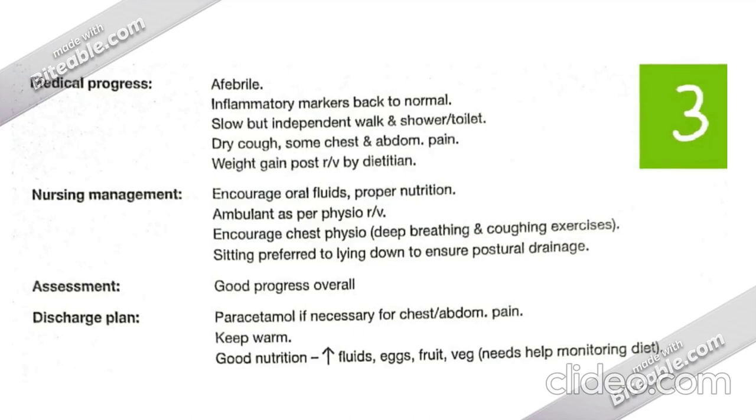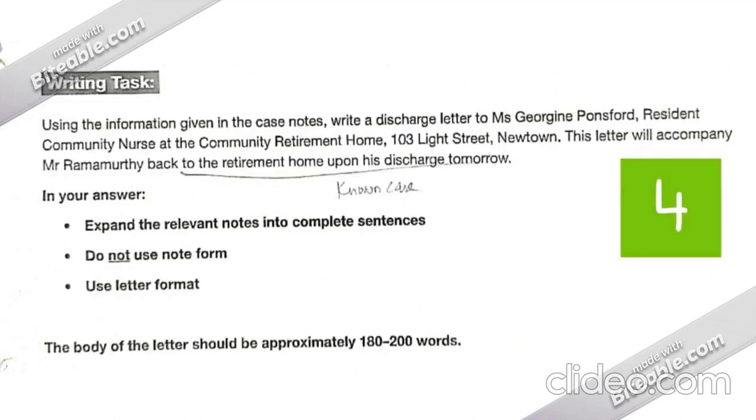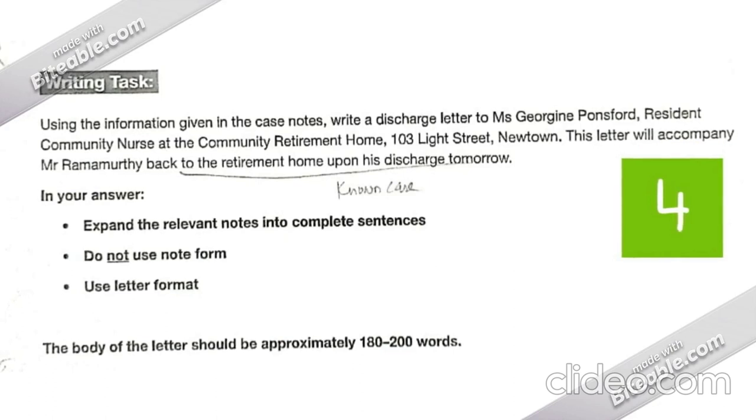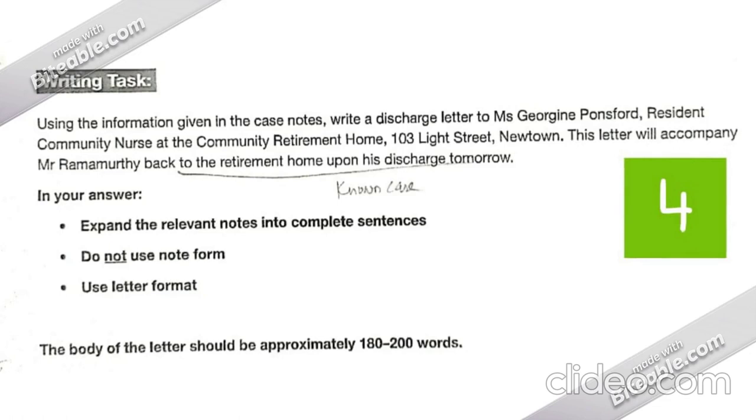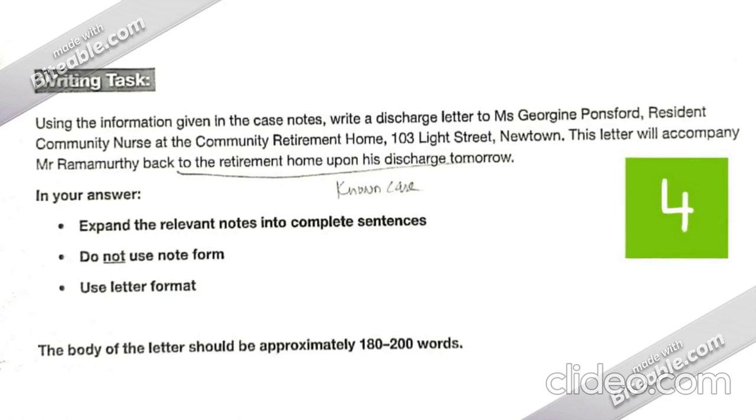So everything you can write it in the last. So this much only for the recommendation paragraph. Once again, I will read you the writing task. Using the information given in the case note, write a discharge letter to Miss Georgine Ponsford, resident community nurse at a community retirement home, 103 Light Street, Newtown. This letter will be conveying Mr. Ramamurthy back to the retirement home upon his discharge tomorrow.